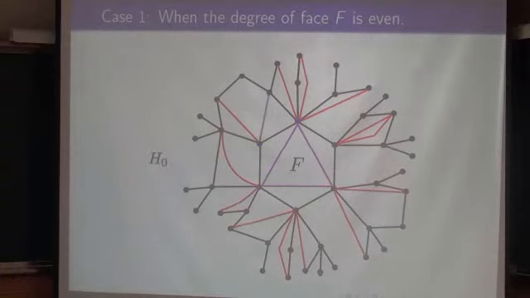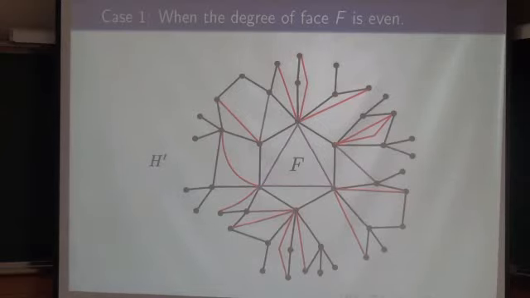Now, we draw the red edge of this vertex. With the same argument, we can add the red edge of this vertex and the red edge of this vertex, because these are isolated. So we can draw the red edge because there is some space to draw the red edge.